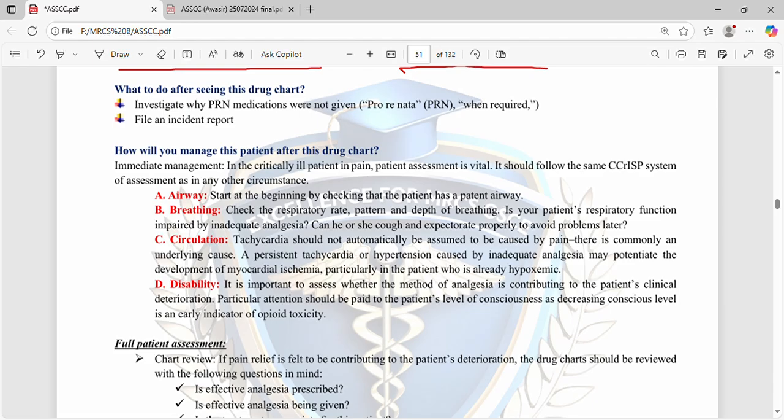How will you manage this patient after seeing this drug chart? Immediate management in this critically ill patient in pain: patient assessment is vital. It should follow the same systematic approach to assessment as in other circumstances.